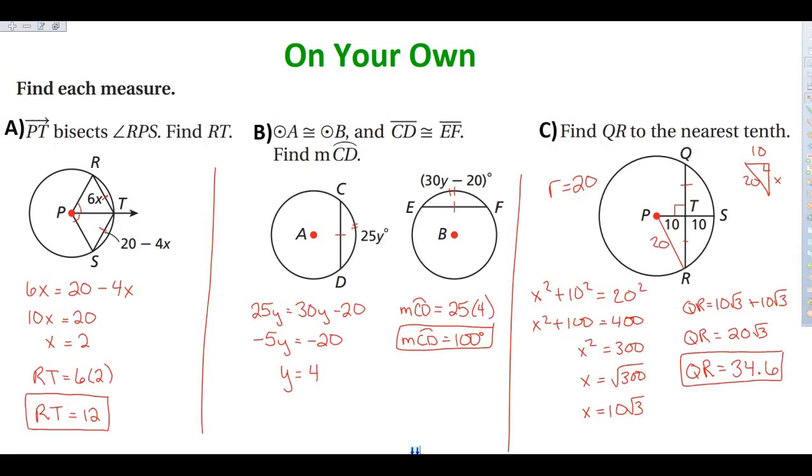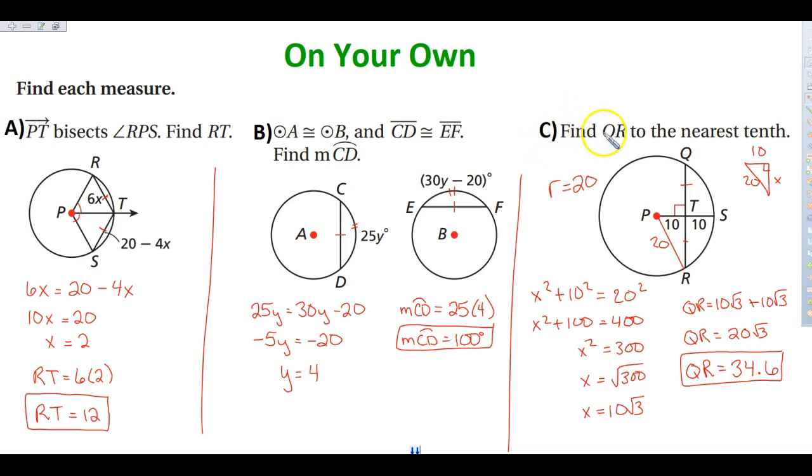All right, so go ahead, take a second and check your answers. So with part A, we know that PC bisects this angle, so that means those angles are congruent, which means their chords are congruent. So we set those equal to each other, solve for x, plug x back into RT. In B, we have congruent circles and congruent chords, so that means that the arcs are congruent. So we set those arcs equal to each other. We solve for y, and we plug y back into Arc CDE.